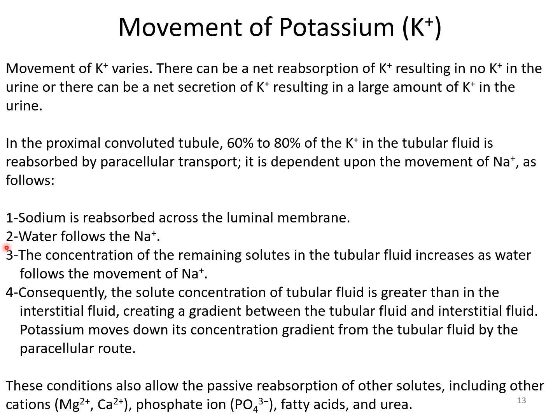The consequence of that is that the concentration of the remaining solutes in the tubular fluid increases. Because we're losing so much water, we're concentrating what's staying in the tubular fluid. So now we have a gradient where you've got more water in the interstitial space than in the tubular fluid, and that's going to draw more solutes that direction. So you're drawing more solutes towards the blood, and potassium can move that way through the paracellular route, out of the tubular fluid and into the blood. This is also going to be the case for other things like magnesium, calcium, phosphate, fatty acids, and urea.